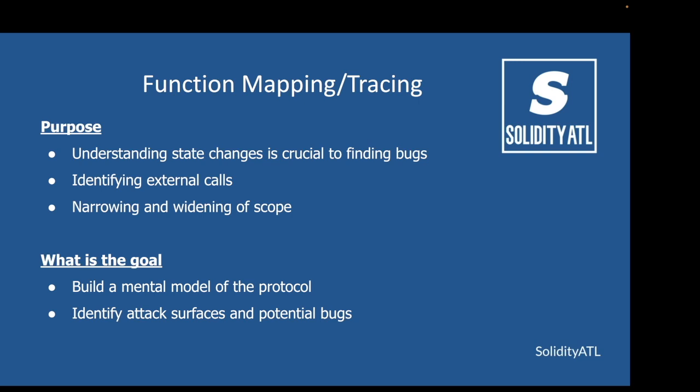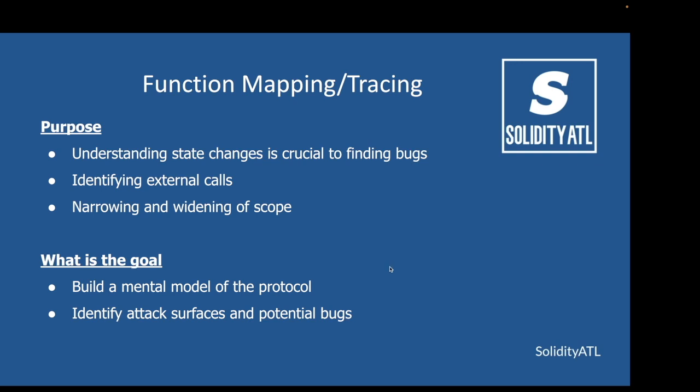So this is a very crucial skill to learn how to do, to be able to find the higher impact vulnerabilities, because through this function mapping or tracing, you're able to really understand what's happening in the code. And once you have that understanding, you can start to think of ways you can tweak, or you can use that understanding to hack the smart contract.